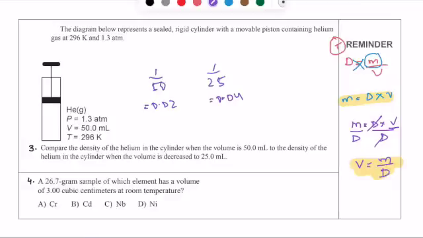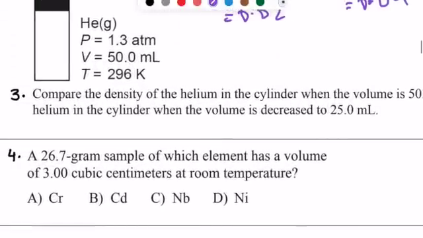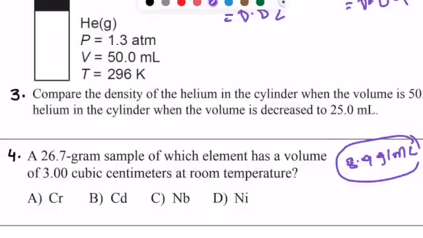For number 4, it's saying if you have a 26.7 gram sample of an element that has a volume of 3 cubic centimeters at room temperature, which element is it? This is an interesting question because you're not just calculating the density. In fact, you're using the density to find the identity of the element. So this is simply your mass over volume. When you do 26.7 divided by 3, that gives you about 8.9. So you're looking for something that has a density of 8.9 grams per milliliter. So go ahead and go to your table S and figure out which element that will be.